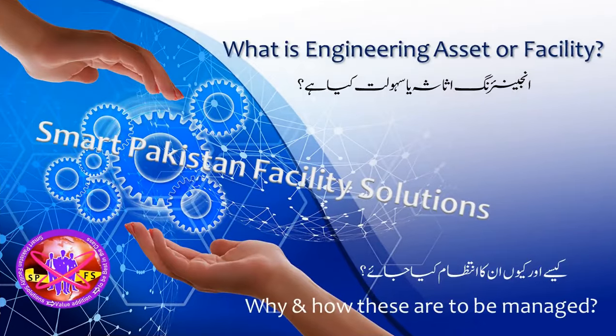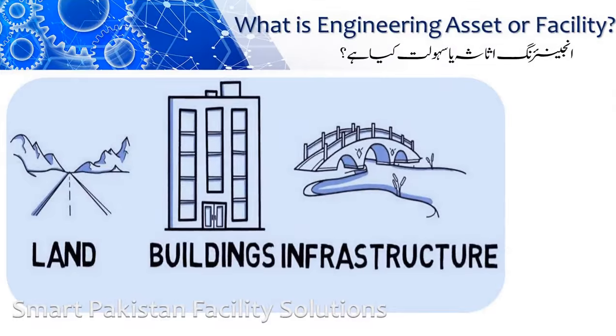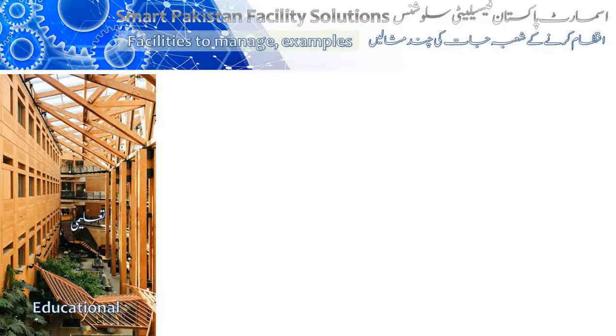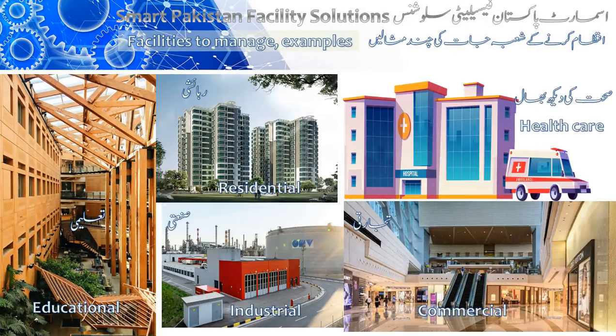In this video, we look at what is engineering asset or facility, and why and how these are to be managed. Engineering assets or facilities consist of land, building and infrastructure like equipment, tools, appliances, test and other instruments and devices, etc. Examples of facilities to manage are educational, residential, industrial, healthcare and commercial, and the like.